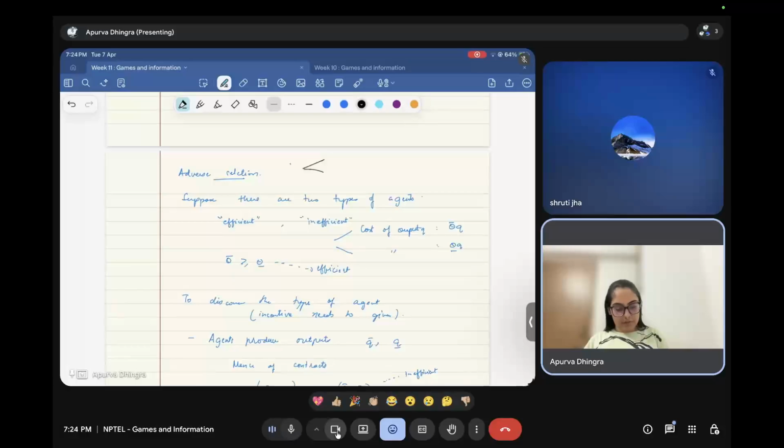nature plays first, or nature gives its realization. The principal plays next, meaning it gives out a contract. The agent decides whether to accept it or not. If it accepts, then it puts in some effort. If it doesn't accept, the game is anyway over.